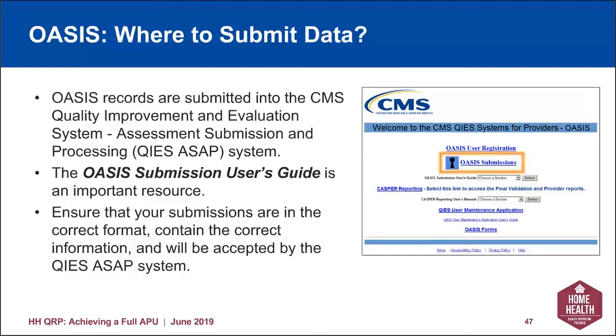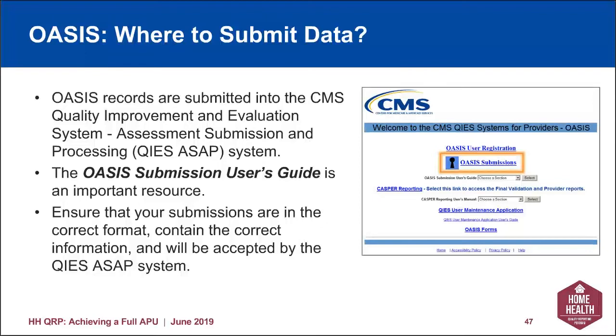An important resource that you can use for submitting your OASIS data correctly is the OASIS Submission User's Guide. This will show you how to log into the QIES system, and it will walk you step by step through the data submission. It's available for download on the Welcome to the CMS QIES System for Providers webpage. It's also available from the QIES Technical Support Office, QTSO, or QTSO website. These links are listed on the slides that you will find in the resource section at the end of our presentation today. You will want to make sure that you reference this guide for any questions you may have about the submission process.